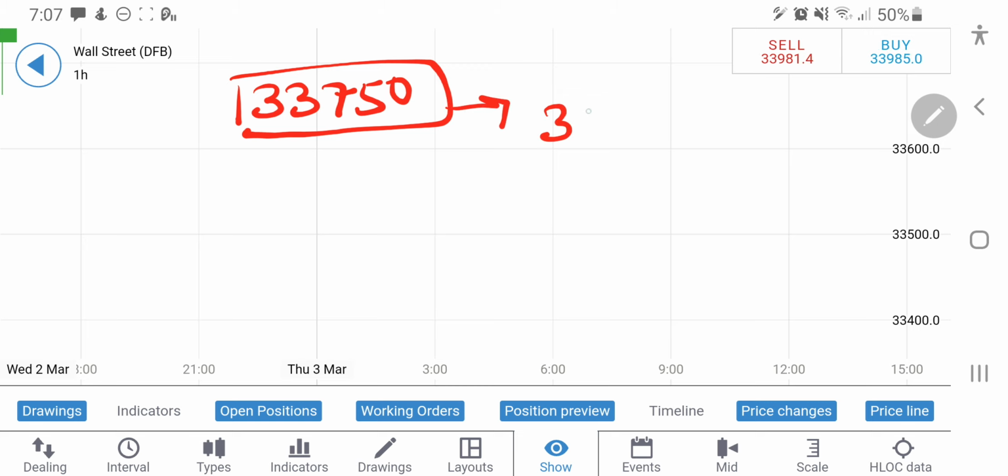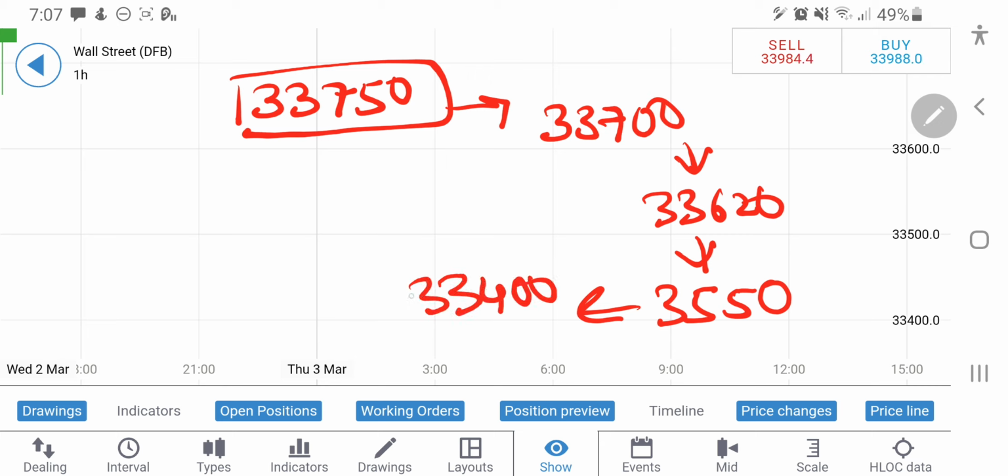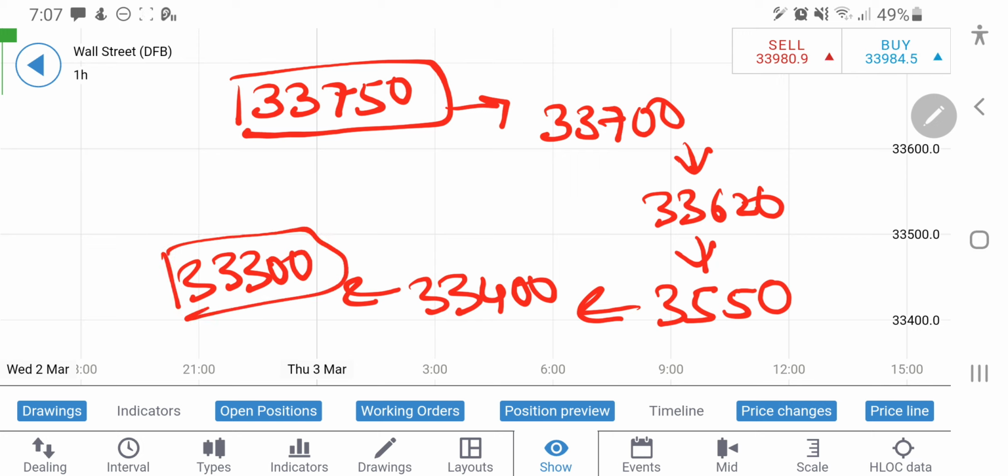The next target is 33,700, the immediate support, then 33,620, and then 33,550. These two levels are important. Below that it will try to hit 33,400 and then 33,300 levels. Here it has got its strongest support. If it continues to drop, I think this level should provide a strong support for any further rise. So take your positions accordingly.